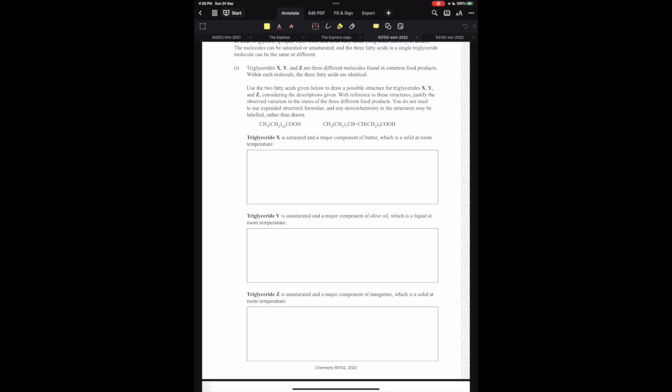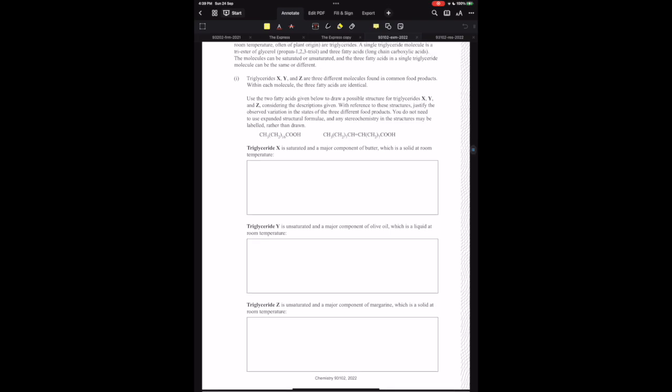Triglycerides X, Y, and Z are 3 different molecules found in common food products. Within each molecule, the 3 fatty acids are identical. Use the 2 fatty acids given below to draw a possible structure for triglycerides X, Y, and Z, considering the descriptions given. With reference to these structures, justify the observed variation in the states of the 3 different food products. You do not need to use expanded structural formulae, and any stereochemistry in the structures may be labeled rather than drawn.